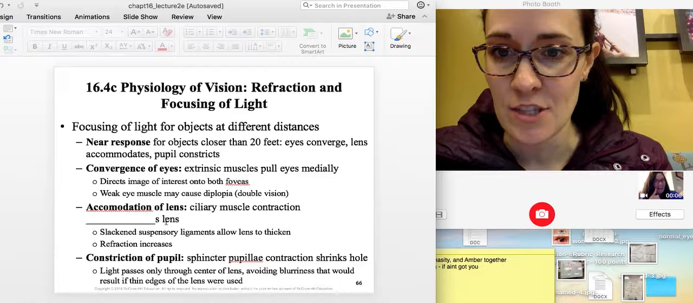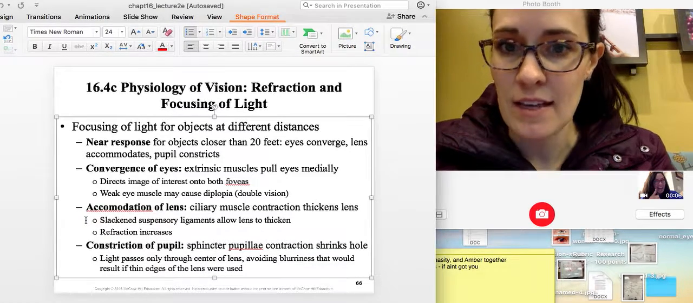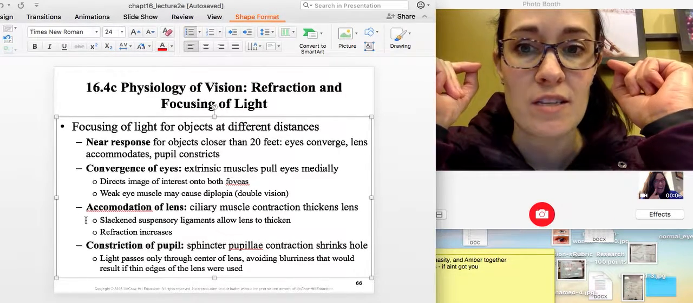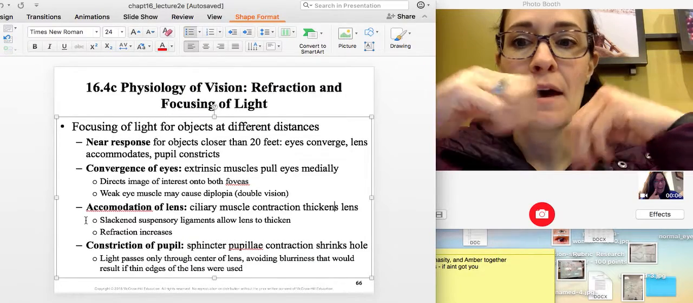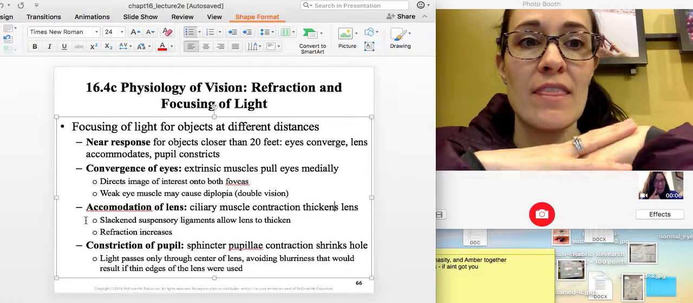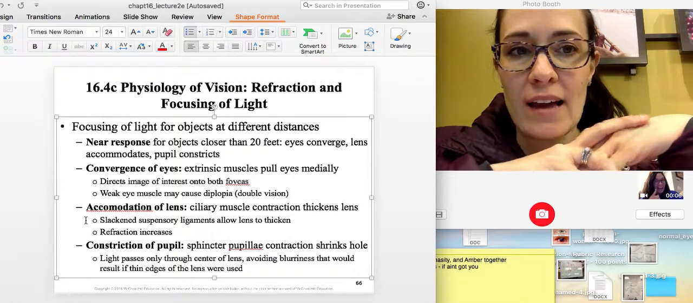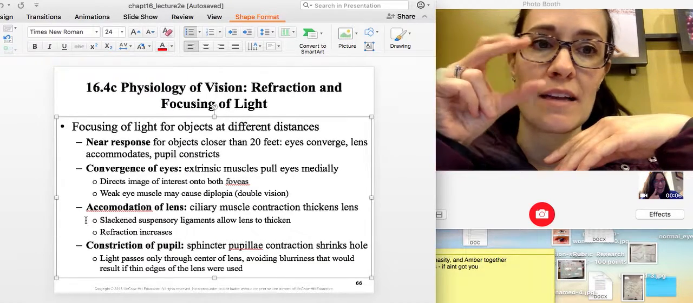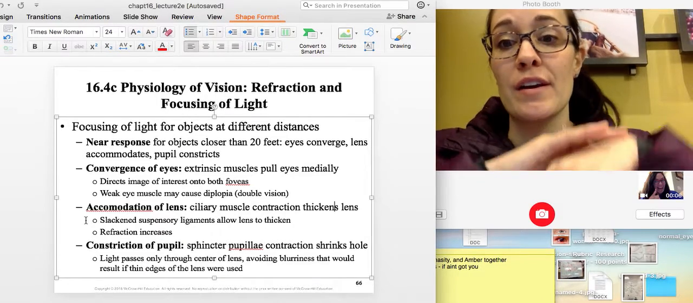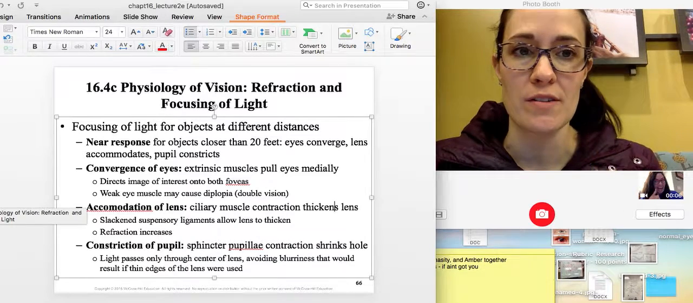Accommodation of the lens is just a fancy word for the thickening of the lens. The muscles that hold the lens, remember those are the ciliary muscles, contract to thicken the lens, and the suspensory ligaments relax. So accommodation means the lens thickens to increase the refraction, or the bending of the light. Another thing, like I said before, your pupil will constrict.